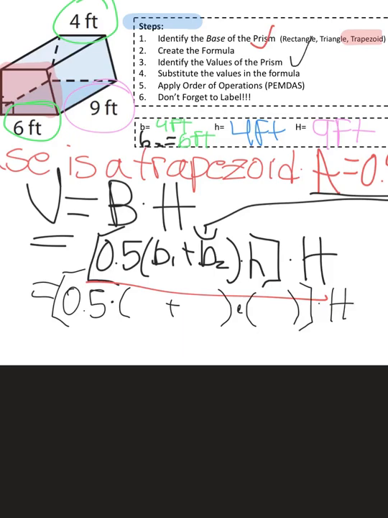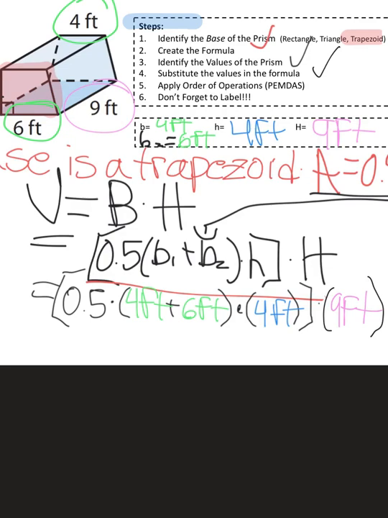We identified the values of the prism, and now we need to do step 4, which is substitute the values into the formula. So for base 1, we say that's 4 feet. Base 2 is going to be 6 feet. Our little h is going to be 4 feet, and our big H is 9 feet. All right, so step 4 is done. Now we're moving on to step 5.